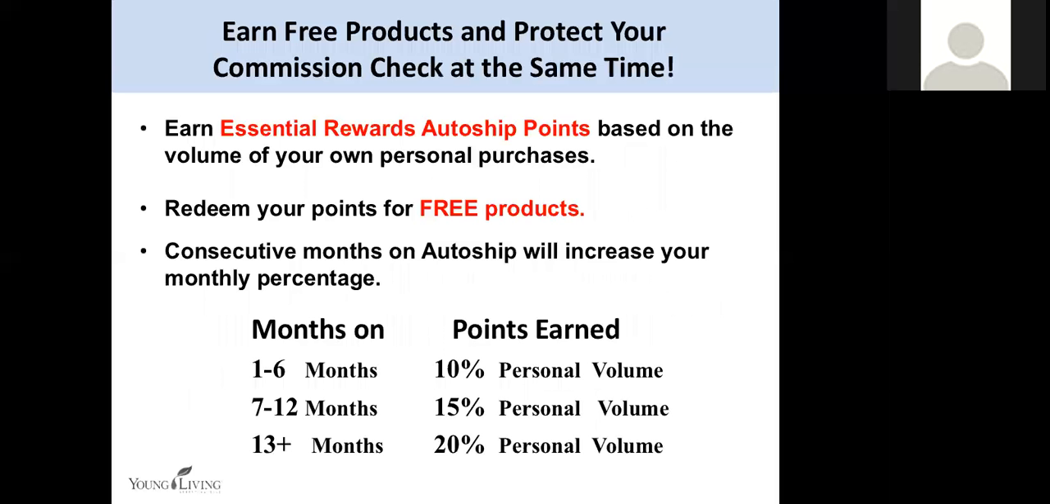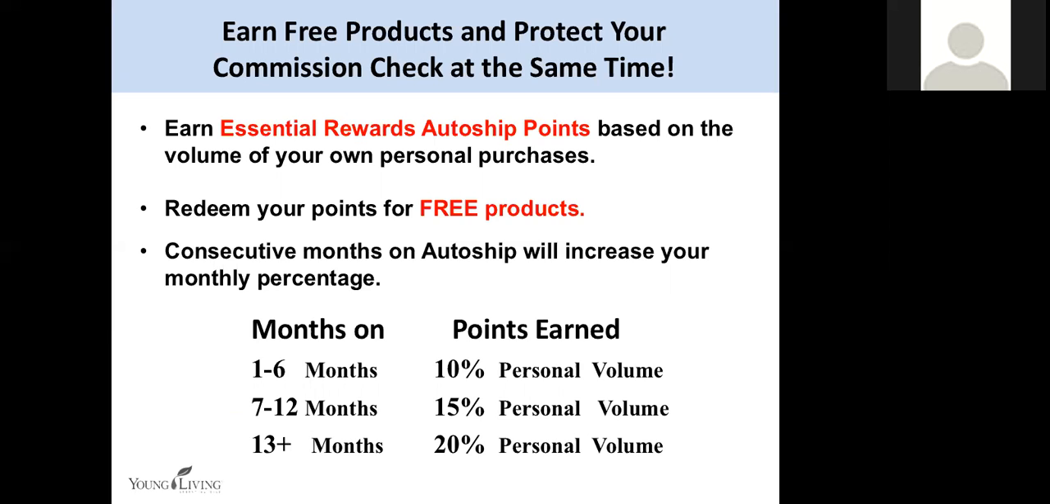I'm not going to spend a lot of time other than to point out that each month as a member participates in the program, they earn a percentage based on their Essential Rewards auto-ship volume, and that leads to free product. Within the first 6 months, a member can earn 10% on their Essential Rewards auto-ship volume, and then from month 7 to 12, 15%, and months 13 and on, 20%.